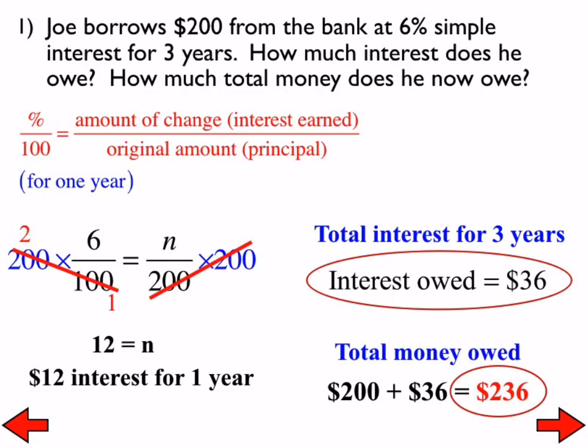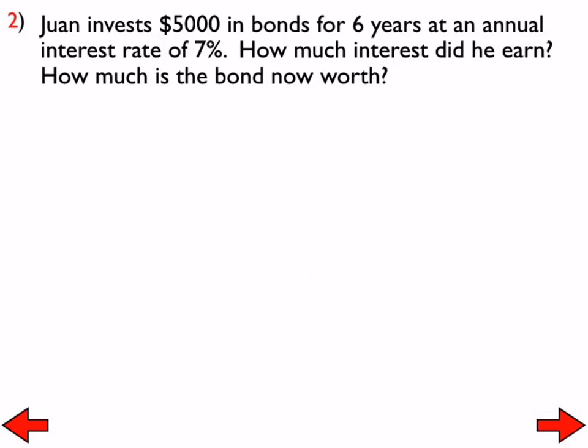All right, everybody try number 2. Juan invests $5,000 in bonds. In the first problem, somebody was borrowing money. In the second problem, somebody's investing money. But the idea works the same with simple interest. Juan invests $5,000 in bonds for 6 years at an annual interest rate of 7%. The first part is how much interest did he earn? Figure that out, please.